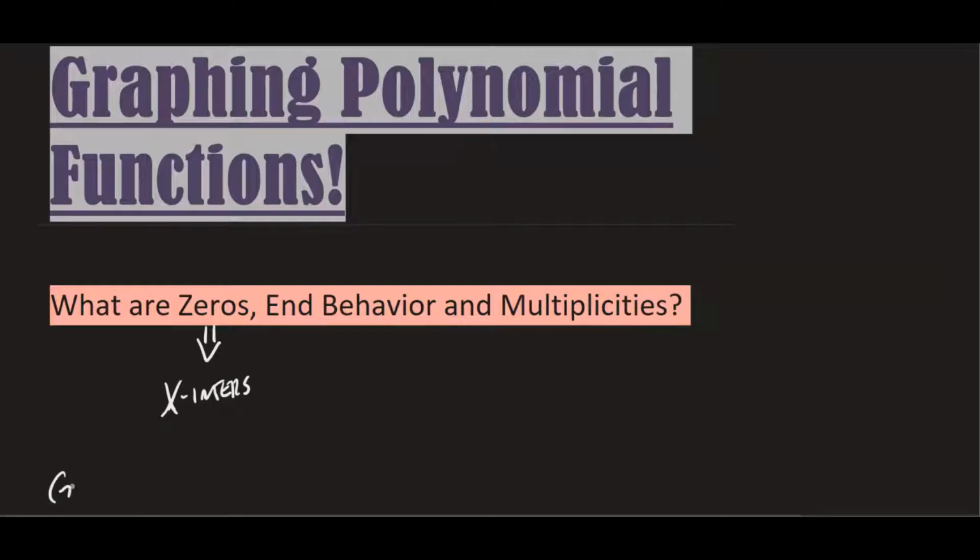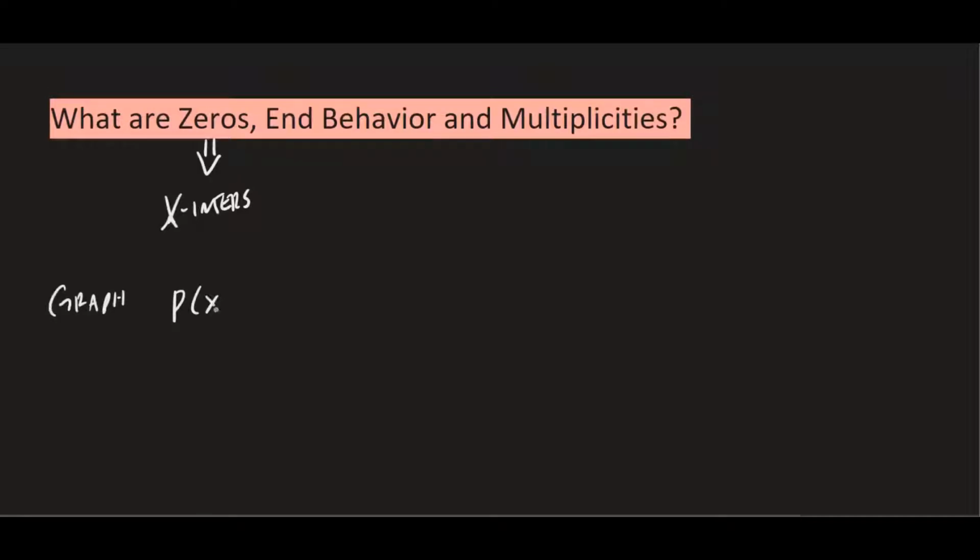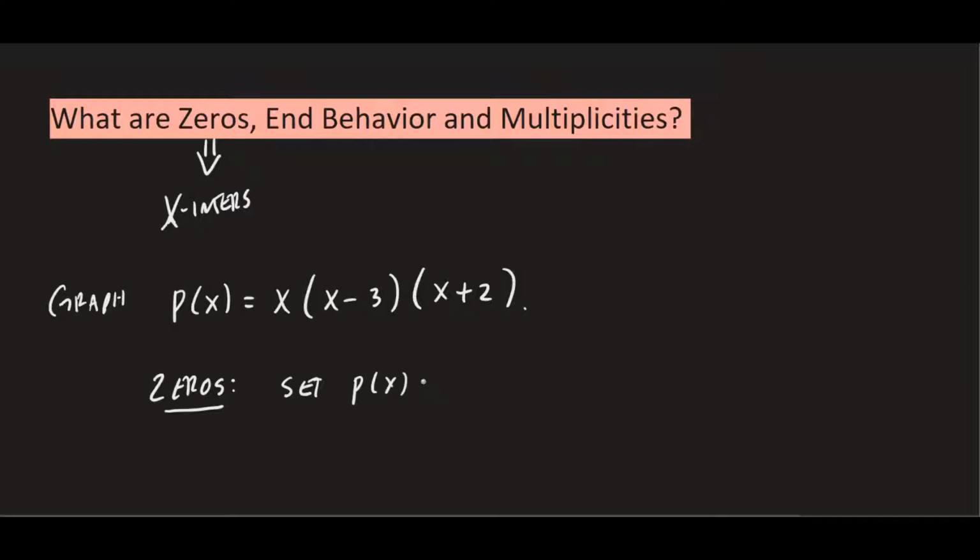So say we want to graph the polynomial p of x is equal to, say, x times (x minus 3) times (x plus 2). Now, the first thing you want to do is always factor. This is already factored, so we don't need to worry about that. So let's go ahead and find the zeros. So for the zeros of this polynomial, we set each factor equal to 0, so we're going to set p of x to 0.